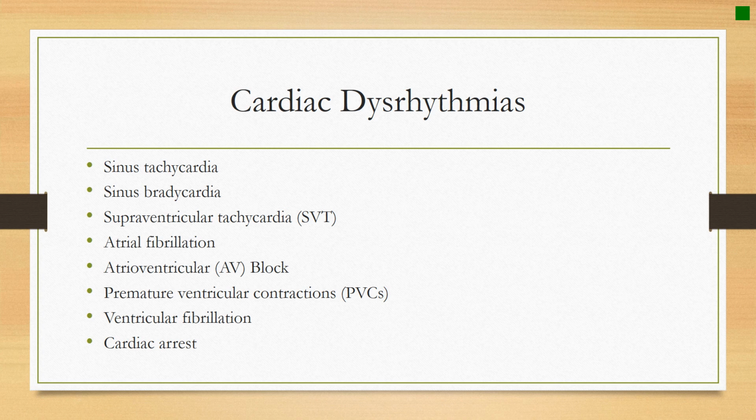PVCs are premature ventricular contractions. Early heartbeats are noted here in conjunction with the underlying rhythm. It originates from more than one location in the ventricles and can be caused by irritability of the ventricular musculature, exercise, stress, electrolyte imbalance, digitalis toxicity, hypoxia, and MI.